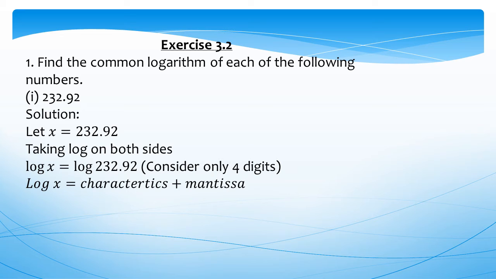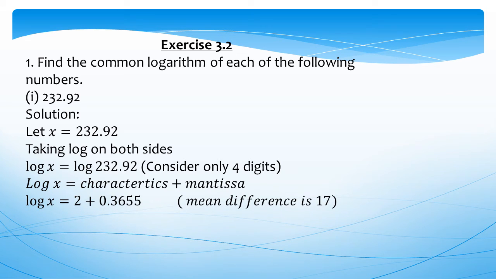Log of x is equal to characteristic plus mantissa. Now convert 232.92 into scientific form. So the power of 10 is 2. Characteristic is 2. Mantissa is a decimal part, so we can write 0.3655 and the mean difference is 17. Now add the mean difference value to the mantissa part, which is equal to 3672. Now write log of x is equal to 2.3672.